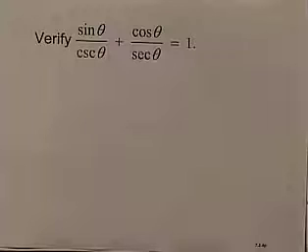Now next, it's your turn to try to do a problem on your own. We want you to stop the tape as you try the problem, and then we'll come back and work it together to see how you did. Here's what you'd like to work on. Verify that sine of theta divided by cosecant theta plus cosine theta divided by secant theta is equal to 1.